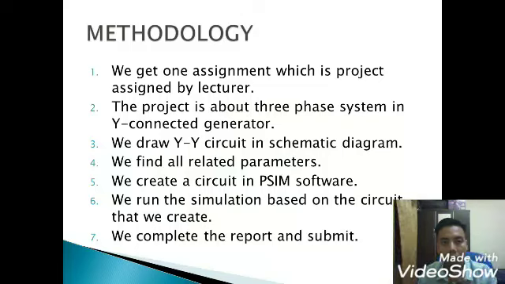This shows the step by step. First, we get one assignment, which is the project assigned by the lecturer. Then the project is about three-phase system in Y-connected generator. Next, we draw the Y circuit in a schematic diagram. Then we find all related parameters. After that, we create a circuit in the system software. After we create it, we run the simulation based on the circuit that we created. And lastly, we complete the report and submit.